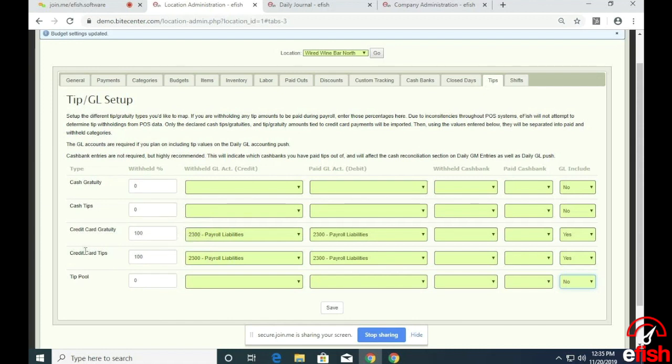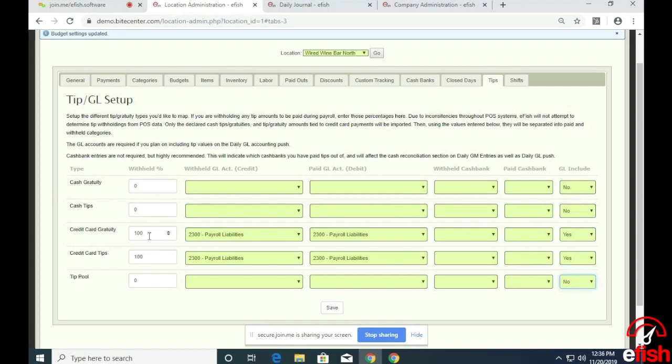So in this case, the scenario we'll go through today is we're going to say you pay all your cash tips and gratuities to your employees every night, but their credit card tips and their credit card gratuities are withheld and paid at payroll. So for that particular setting, we would start with cash gratuity. You do not withhold anything, no account. It's not impacting your cash bank or your withheld or your paid cash banks, and you do not care to see it on the daily GL. Same thing with cash tips. It would be blank all the way across and no.